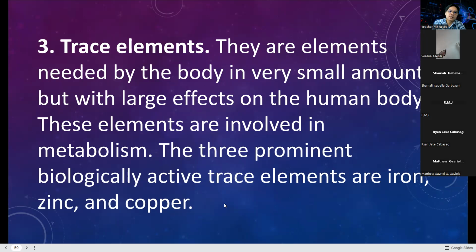Again, these are trace elements, meaning we need them in a very small amount. Iron is in our blood because it is a good conductor of oxygen. We really need oxygen to survive. We are aerobic organisms, meaning that in order for us to perform metabolic processes, we need to have oxygen in the process. Zinc and copper are used by our body to perform these metabolic processes. Questions so far?